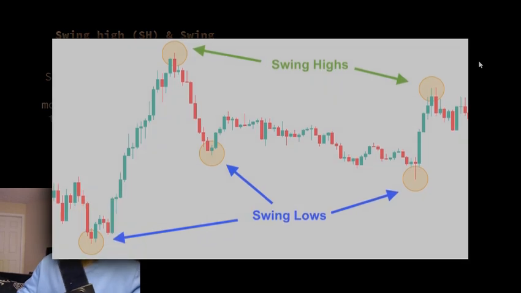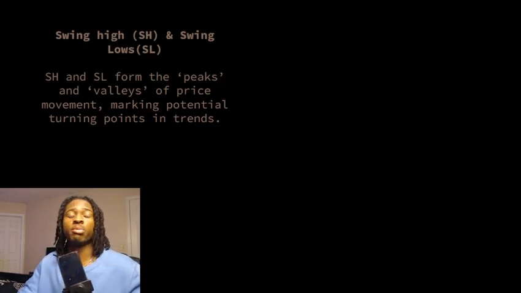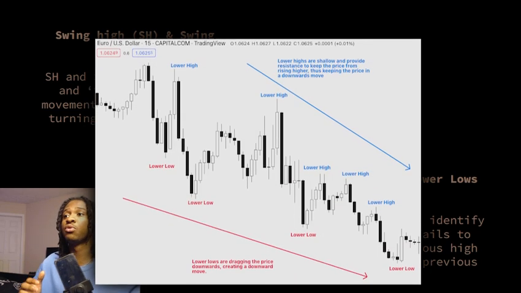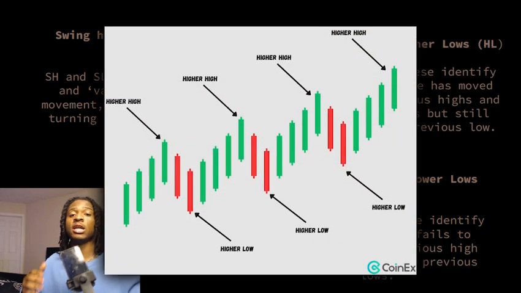Now let's get into some of these terms here. First, we have your swing highs and your swing lows. These are the peaks and valleys of price movement, marking potential turning points and trends. Then you have your lower highs and your lower lows. In a downtrend, these identify points where price fails to break above the previous highs and moves lower than previous lows. Now, opposite of that, you have your higher highs and your higher lows.